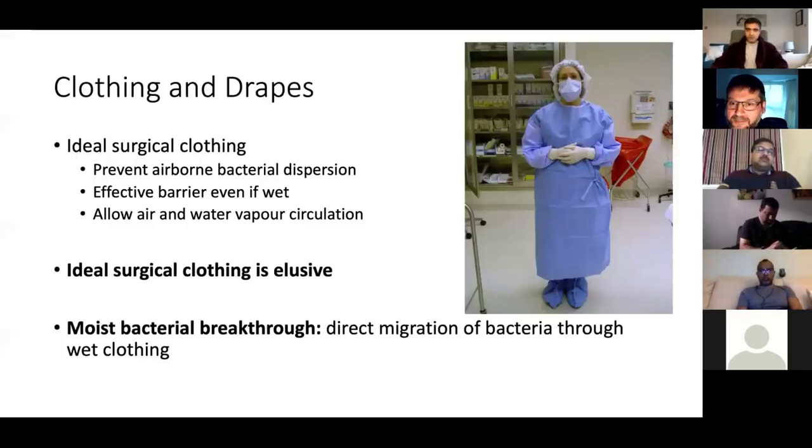Clothing and drapes. Now, an ideal surgical clothing should prevent airborne bacterial dispersion, be an effective barrier even if wet, and allow air and water vapor circulation for comfort. There is no ideal surgical clothing as yet. Any particular material has some benefits, and it also has some disadvantages. One important buzzword here is moist bacterial breakthrough. It is the direct migration of bacteria through wet clothing. Need to bring in that term if you're discussing clothing or draping.